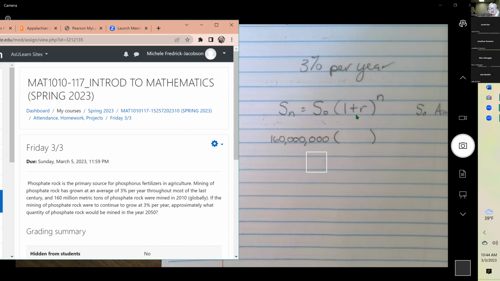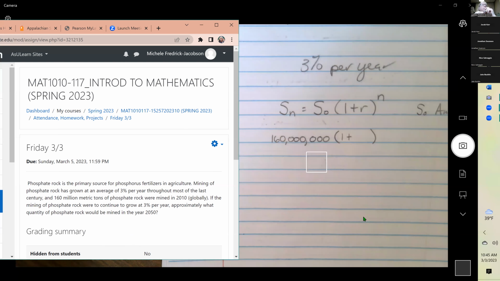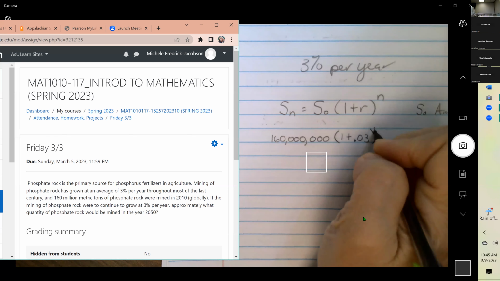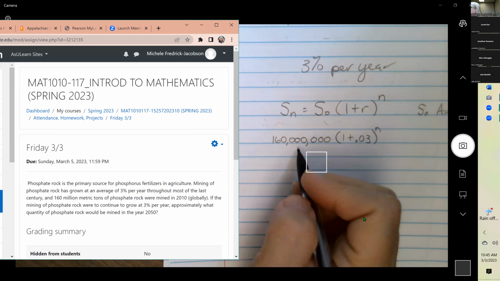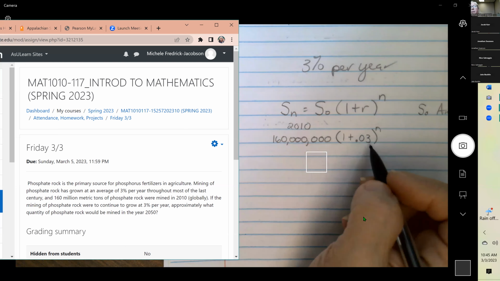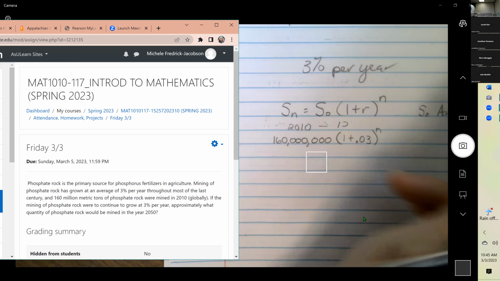So what value do we put in for R? Remember, make it a decimal. What's 3% as a decimal? Yep, 0.03. So that would be our equation. Now this value was in 2010. It's growing by 3% each year. And we want to know how much in 2050.